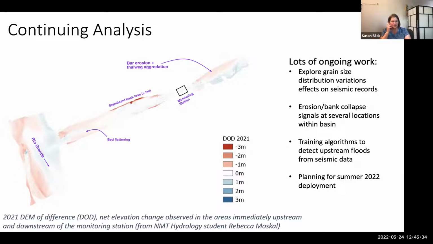One student is also interested in trying to build an algorithm to detect upstream floods using the seismic data. And then we have another flood season to get ready for. So we're getting the planning going for the deployments for this season.